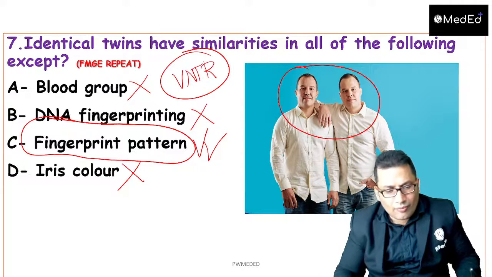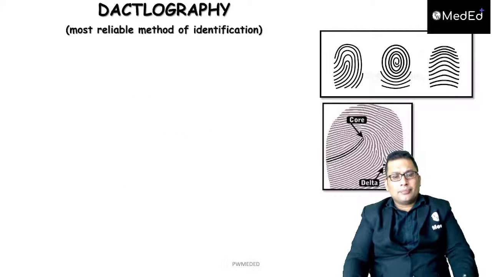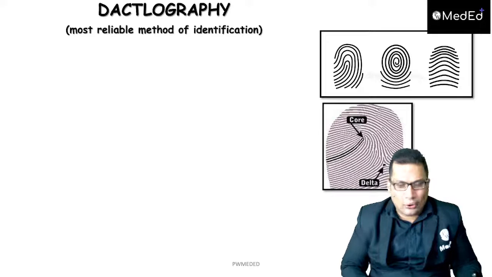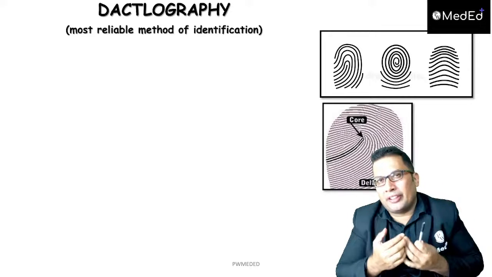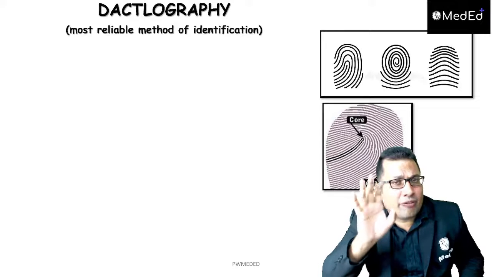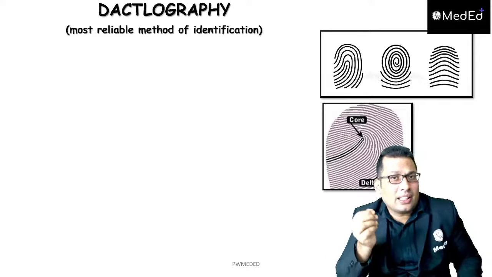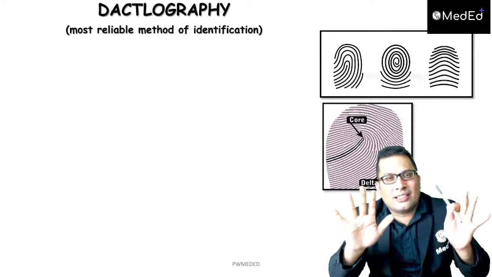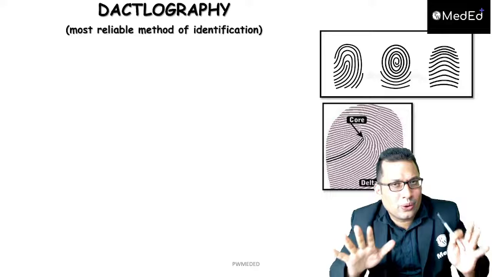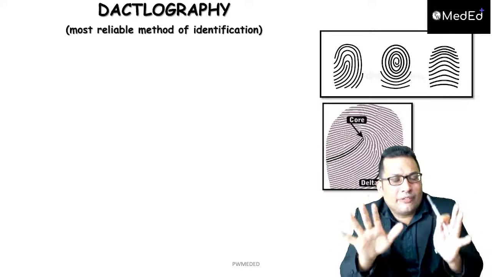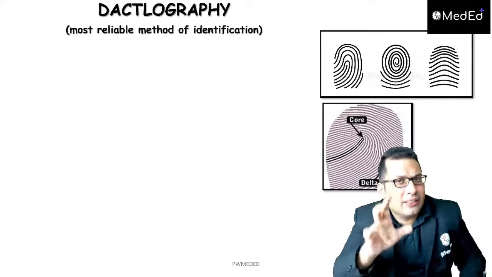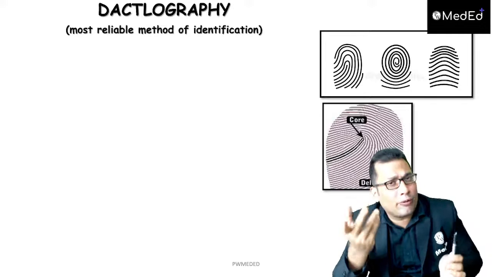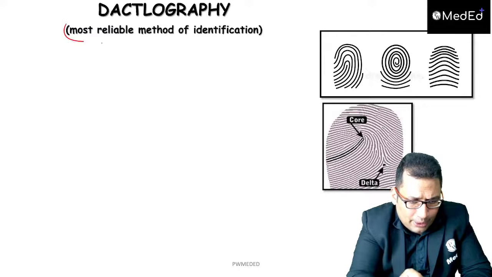Next, let's see about fingerprinting. This is very commonly asked in your exam. Fingerprinting, dactylography. What is dactylography? Dactylography means fingerprint system, that is identification of the person with the help of fingerprints. In a suspected crime or in the accused, the police usually take fingerprints of all the fingers. In civil cases, only the thumb, usually the left thumb, is taken. It is the most reliable method of identification. This can be an MCQ.